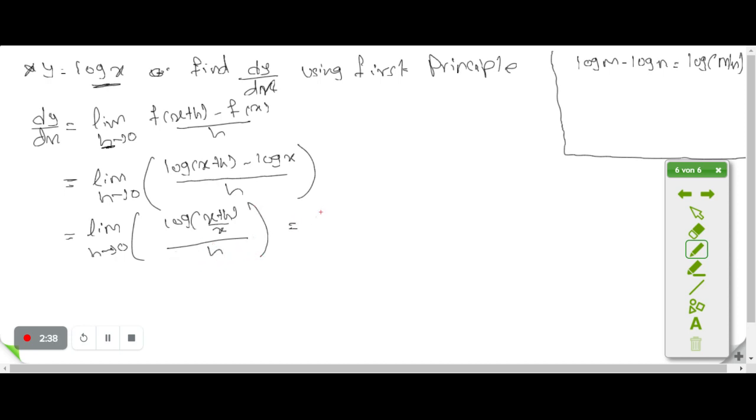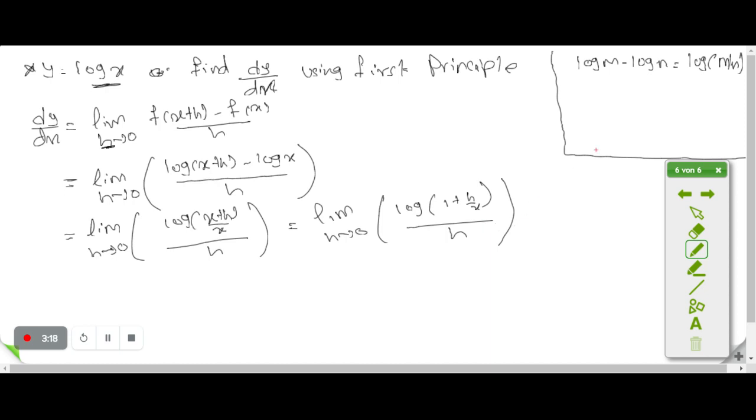And I can simplify it as limit of h tends to 0, log of, if you divide this x with each term, you'll get 1 plus h upon x, all upon h. So this is what you have after simplification. So you used log of m minus log n, which is log of m upon n, and then we divided this denominator with each term of the numerator, and then you have this. Even if you apply a limit right now, it will still result in undefined.